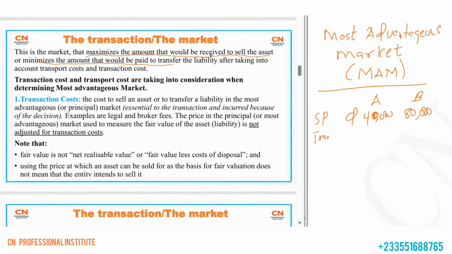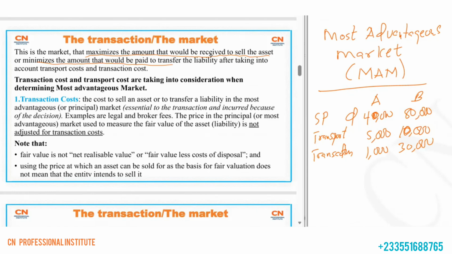Transportation here is, let's say, 5,000 to the market. Transportation here is, let's say, 10,000. Then transaction cost is, let's say, 1,000 here and then 30,000 here. So these are random figures I'm looking at, so don't worry.